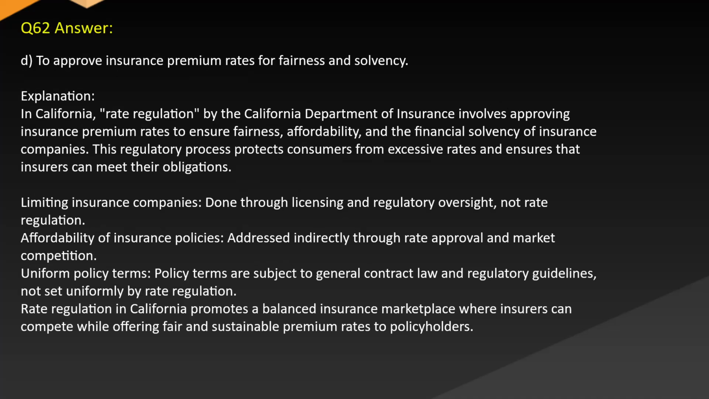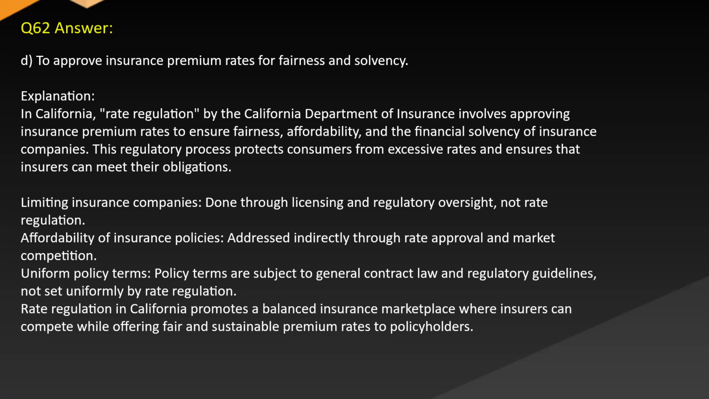Answer: D. To approve insurance premium rates for fairness and solvency. Explanation: in California, rate regulation by the California Department of Insurance involves approving insurance premium rates to ensure fairness, affordability, and the financial solvency of insurance companies. This regulatory process protects consumers from excessive rates and ensures that insurers can meet their obligations.